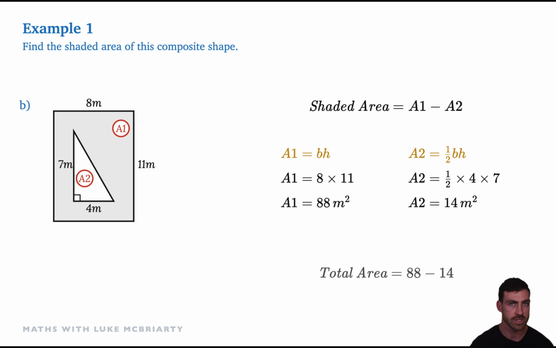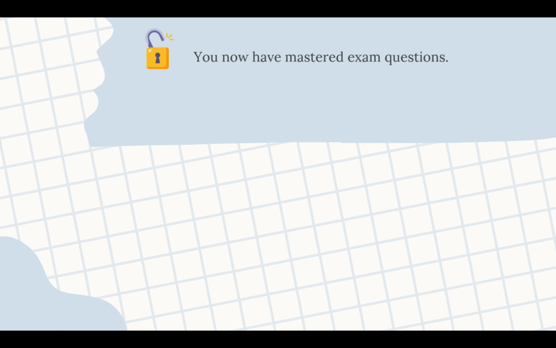Now our final step is to just subtract the triangle area from the rectangle. Now we're left with the required area, 88 minus 14 equals 74 square meters. You've now mastered these exam questions.